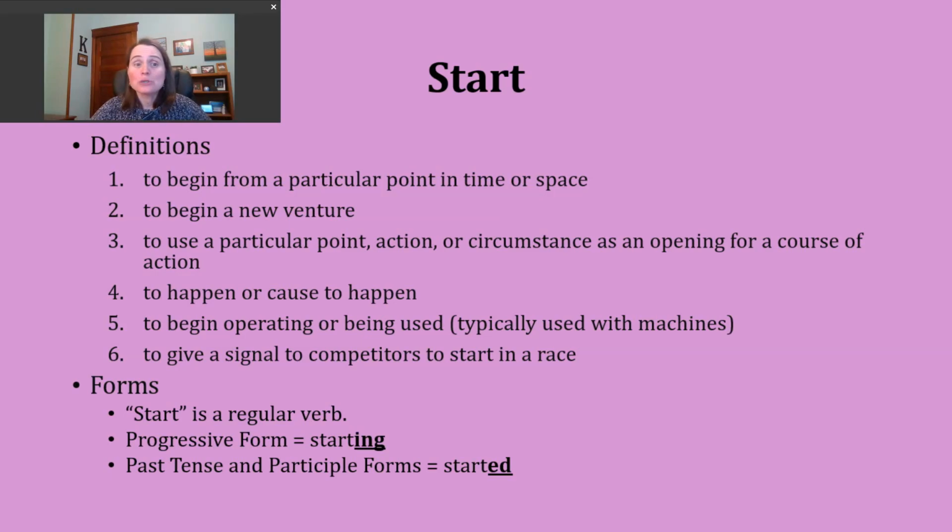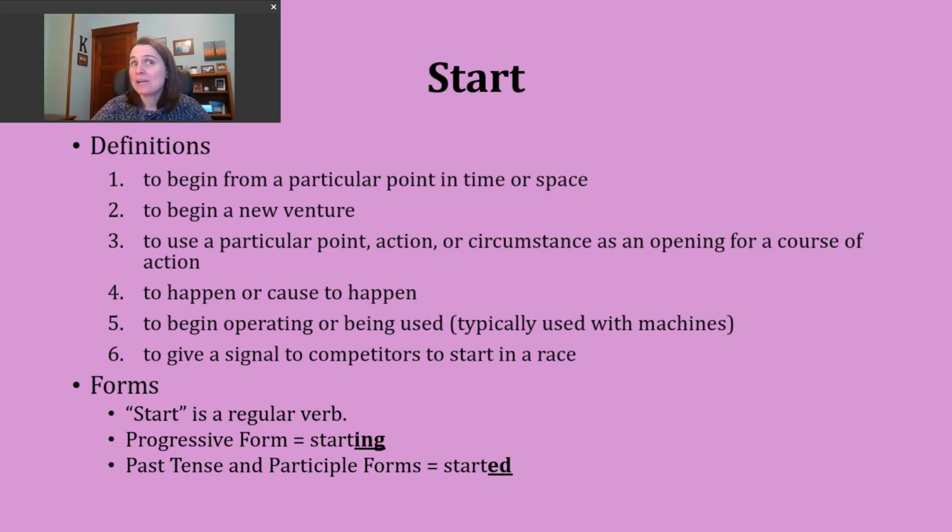A fourth way to use the verb start could mean for something to happen or to cause something else to happen. As I thought about these different meanings, I was watching a little news a bit earlier and heard someone interviewed and asked, when did the fire start? When did it happen? A fifth way to use the verb start could mean to begin operating or to begin being used. This is most commonly going to be used with various kinds of machines and electronics.